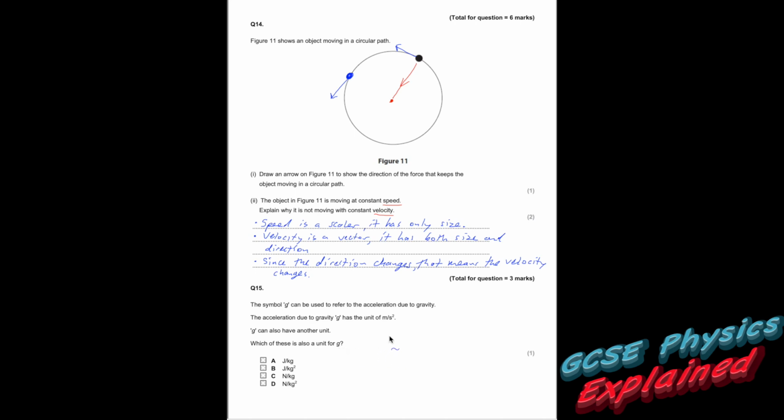Right. What equations do you know with gravity in? You know that weight equals mass times by gravity. So if we rearrange that equation to get gravity, right, the units for weight are newtons and the units for mass are kilograms. So that means that the units for gravity can also be newtons per kilogram, which is this one, C. And that's how you answer them type of questions.